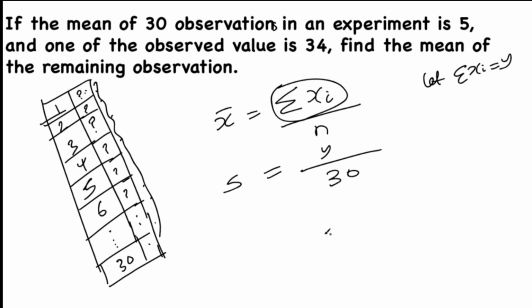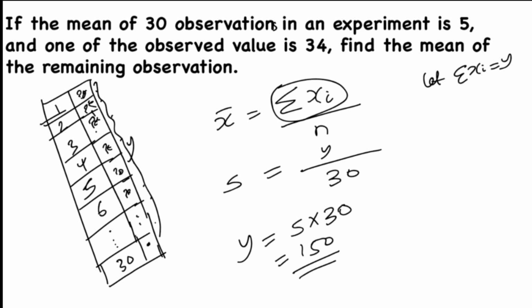How do we know the summation? It's represented by y now. So to get y, we'll say y is equal to 5 multiplied by 30 using cross multiplication. And the answer will be 150. It means that whatever value is here, any value, when you add all these values together, the answer will be 150.